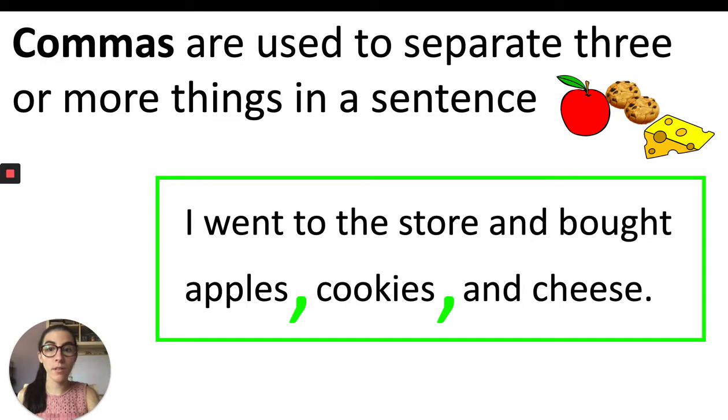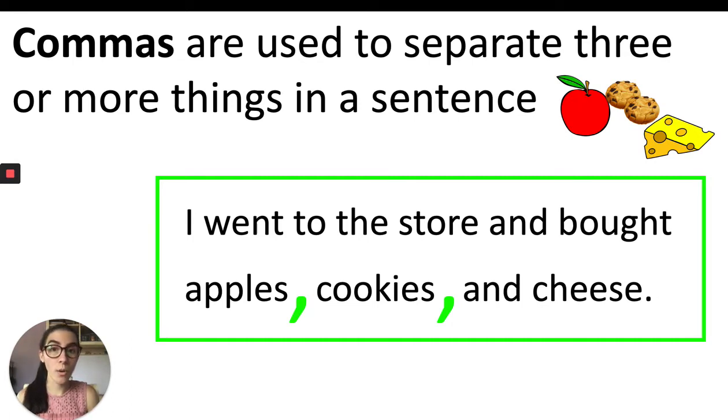Notice where the commas go. We named the first thing, then we wrote the comma. Then we named the second thing. Then we wrote the comma. Now, after cheese, we don't have to write a comma because we simply have our period.